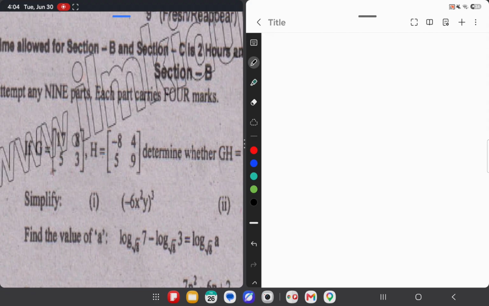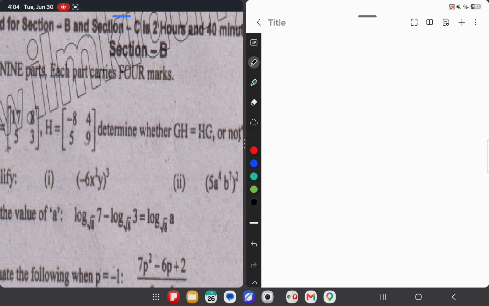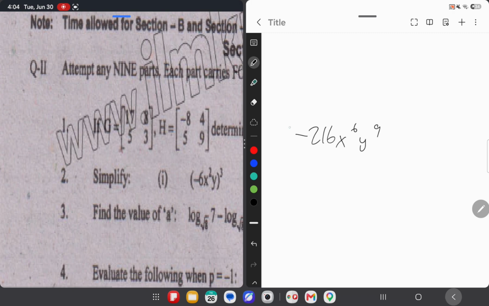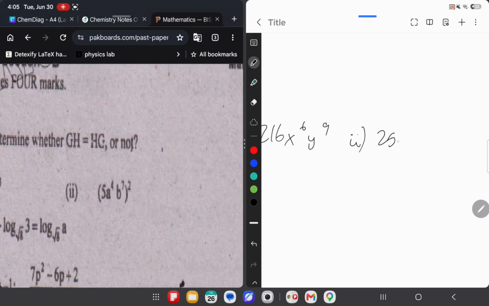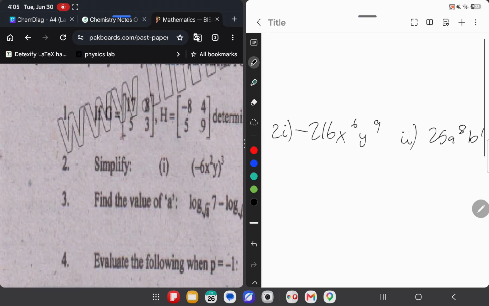Let's go. If G is equals to 17853 and H is equals to 8459, determine whether GH is equals to this thing. I do not have my calculator with me, so I cannot do this quickly. I'm so sorry, guys. Negative 6x squared y cubed, so this is negative 216x^6y^9, and what do we have? 25a^8 b^7 b^14. Nice.